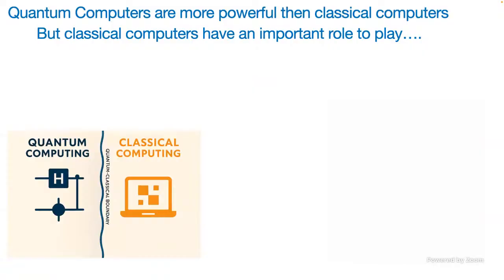Okay, so look, I've given you a bunch of vignettes, a bunch of things that we have to do to move quantum computation forward. And something you might notice, a common theme, is that quantum computers are more powerful than classical computers, but in 80% of the vignettes I just told you about, classical computers have an important role to play.